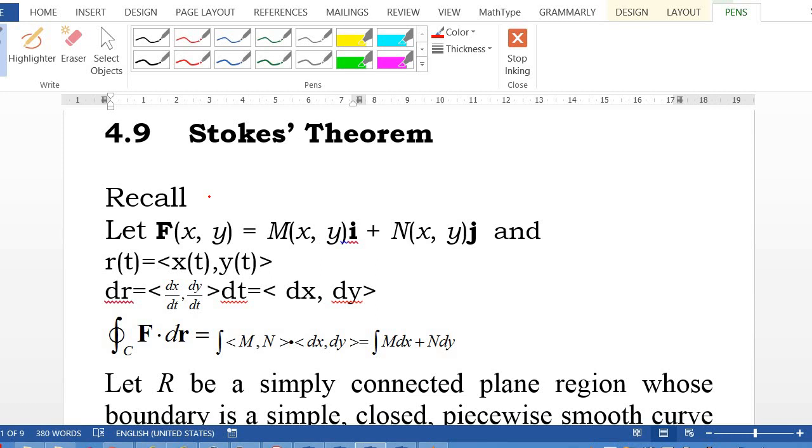Recall, your vector field F in two dimensions. Let F be Mi plus Nj, and the vector-valued function r(t) is x(t)i plus y(t)j. Then dr/dt is dx/dt in component i and dy/dt in component j. So dr equals dr/dt times dt, and the dt cancels, so dr equals dx i plus dy j.